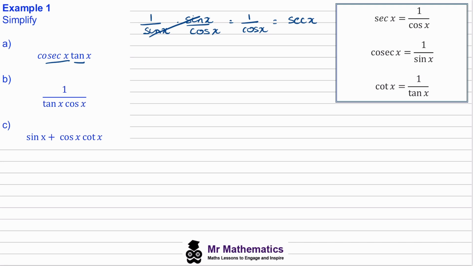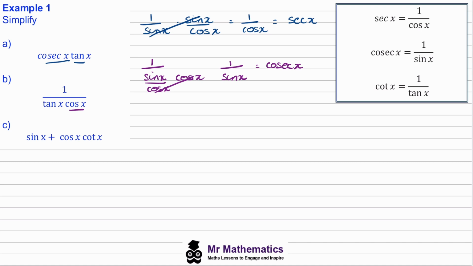So you can see it's much easier to write it as sec x rather than what we have here. Do you want to try and simplify question B? Try and write tan x in terms of sine and cos, and then simplify where you can. Okay, so we have 1 over tan x, sine x over cos x, multiplied by cos x. You can see that these two will cancel, so we're left with 1 over sine x, which is cosec x.